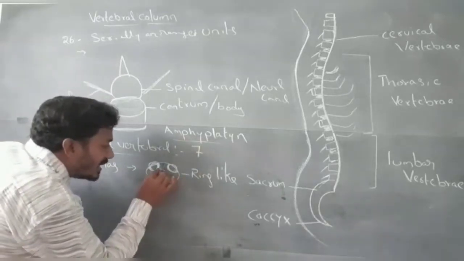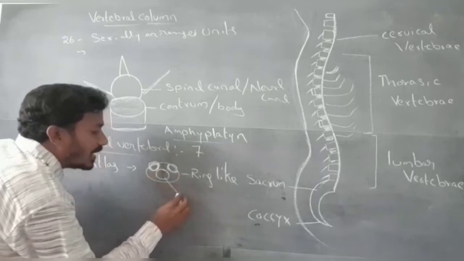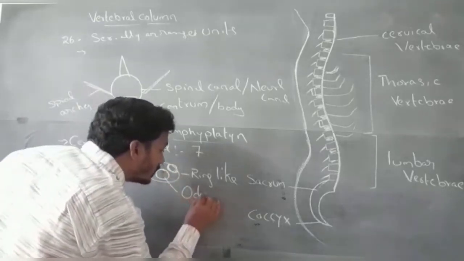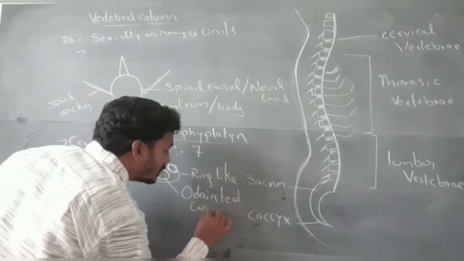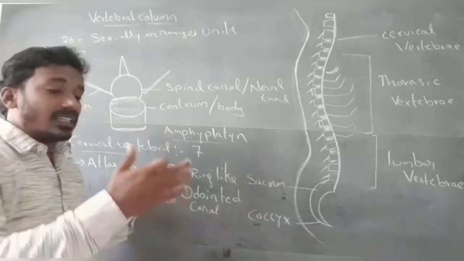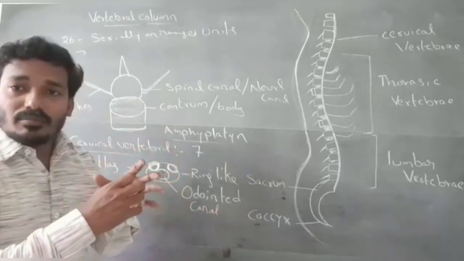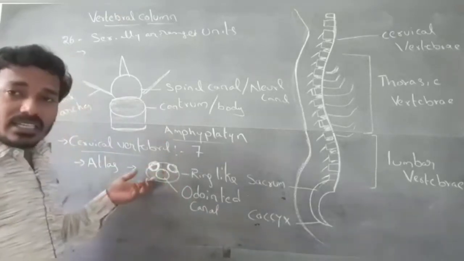Next, it contains a canal. This canal is called the odontoid canal. The atlas is attached with the skull by condylic notches.